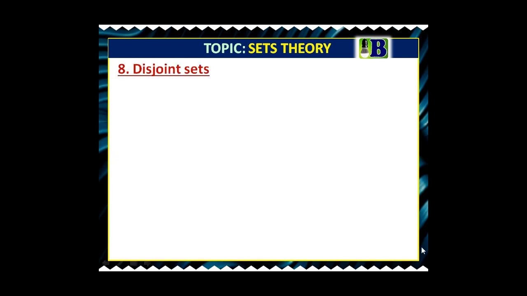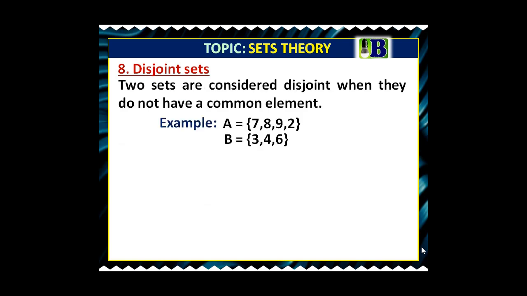The next set which we are going to discuss is called the disjoint set. Two sets are considered disjoint when they do not have a common element. Let's use an example to demonstrate it. Set A is equal to 7, 8, 9, 2. Then set B is equal to 3, 4, 6. If you look at the two sets very well, you discover that there is no common element between the two, so they are classified as disjoint. We represent it mathematically as A intersection B is equal to the empty set.